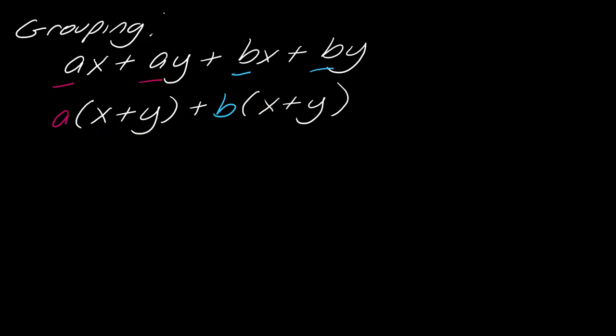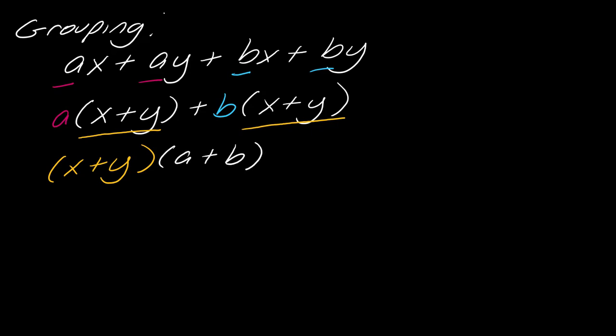Alternatively, the way that you can think about this is if you have the same thing in the parentheses here, this is what allows you to group them. So all I have to do now is write out that x plus y, and then I just write out what's in front of the set of parentheses. So that's going to be this a plus b.